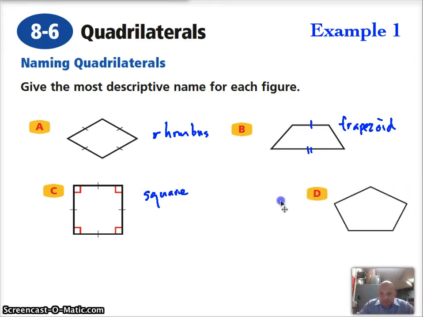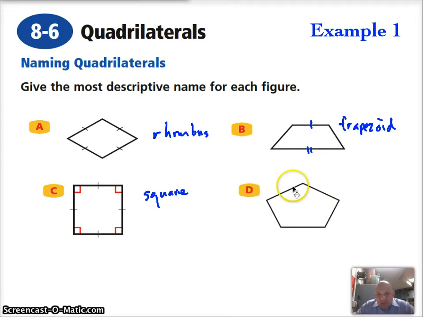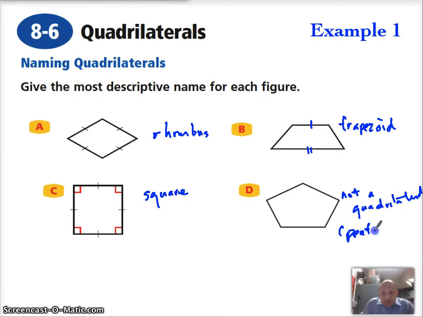Finally, we look at this, and this has 1, 2, 3, 4, 5 sides. This is not a quadrilateral. In fact, what kind of shape is it? It's got 5 sides. It's actually a pentagon. Penta meaning 5.